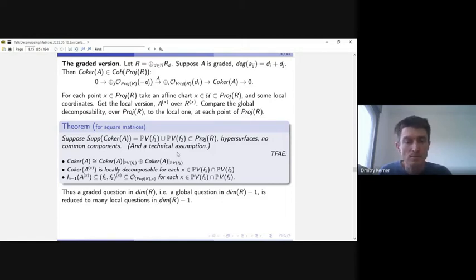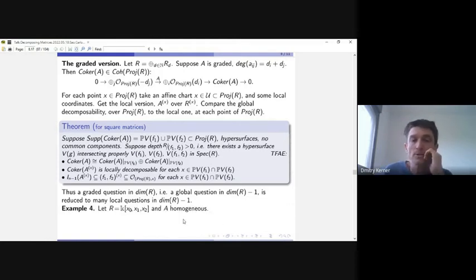So maybe this was a bit abstract. Let's see some example. First, this technical assumption: we assume that the depth of this quotient is bigger than 0. Geometrically it means that there exists a hypersurface that intersects properly both this hypersurface and this sub-scheme of codimension 2. So this is the full statement now, and let's see the example.